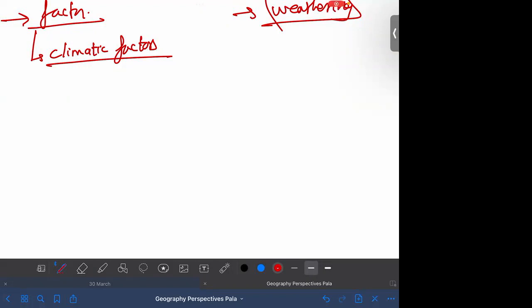Biological factors. Yeah, biological factors would be there. Mostly vegetation. What else?